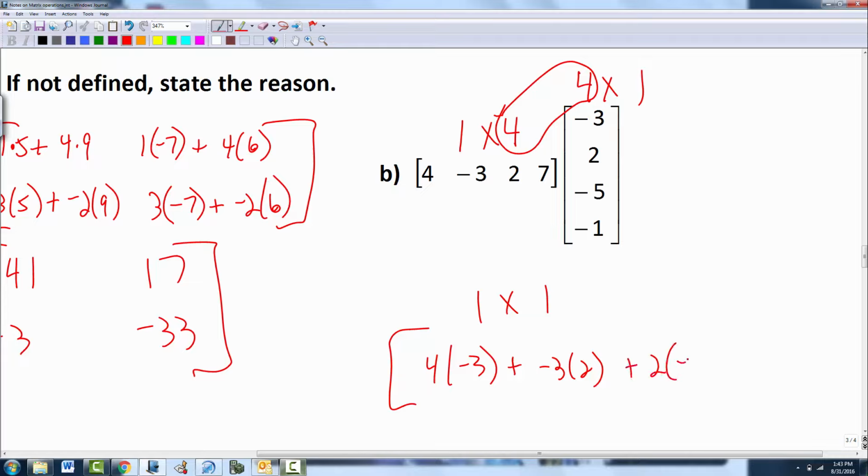I'm not going to bother them anymore. They know what they're doing. Negative 3 times 2. 2 times negative 5. 7 times negative 1.